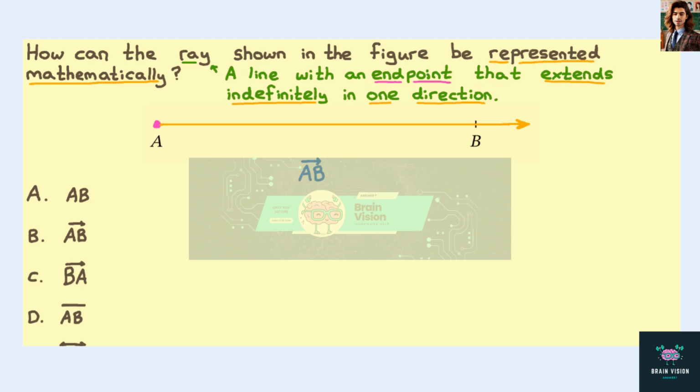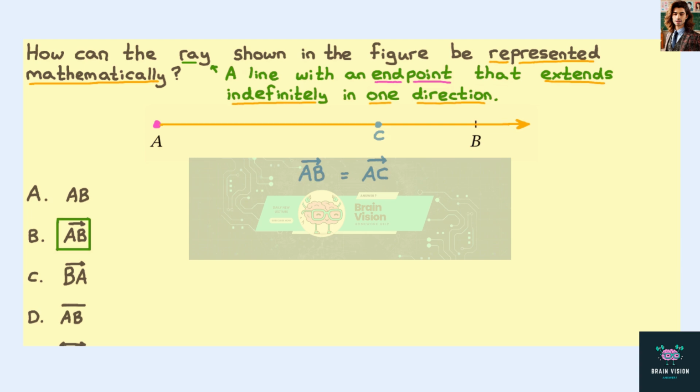To represent this object mathematically, we use an arrow over the 2 points. It is important that the arrow starts at A to show that A is the end point. The arrow's direction must match the direction the ray extends indefinitely. We can see that this is given by option B.